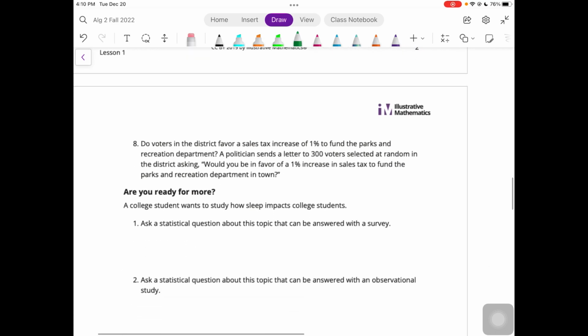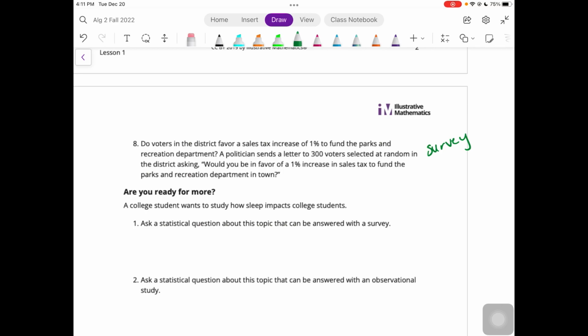All right, so now we have the same question again, or initial question. The politician sends a letter to 300 voters, again, selected at random in the district, would you be in favor of a 1% increase in sales tax to fund the Parks and Recreation Department in town? Now, this is a survey, again, and it's a decent survey. It's okay. It's actually asking the question that they want the answer to, and it's not leading to a specific answer. It's not encouraging them to say yes or no. It's just flat out asking the question, and so it's a decent survey.